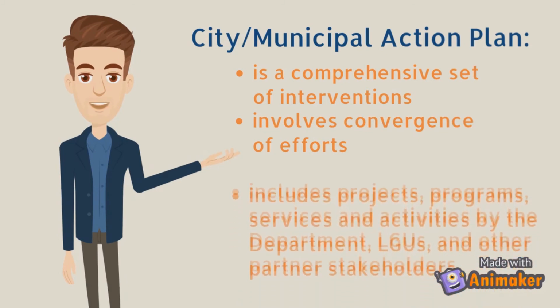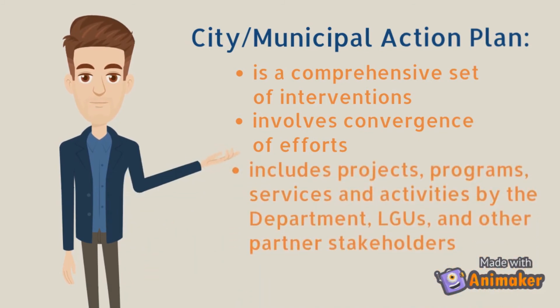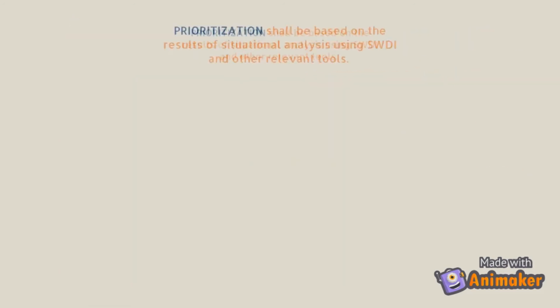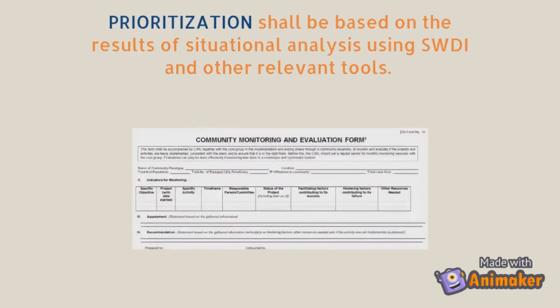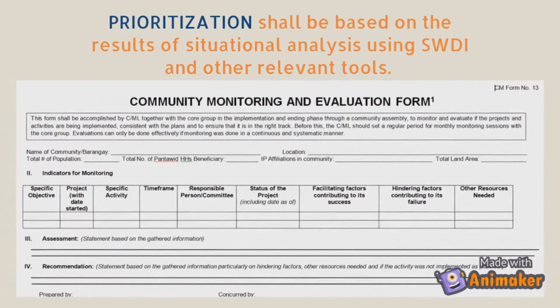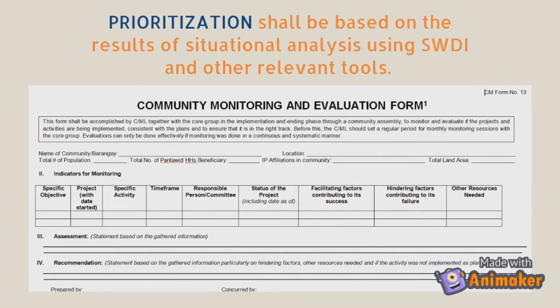The CMAP includes projects, programs, services, and activities per the department, local government unit, and other partner stakeholders in the city or municipality. Prioritization shall be based on the results of situational analysis using 3D and other relevant tools. A community monitoring report shall be prepared to track the progress of the city or municipal action plan.